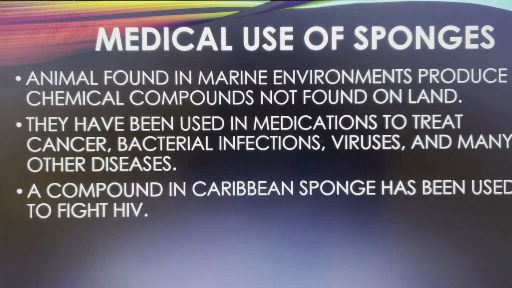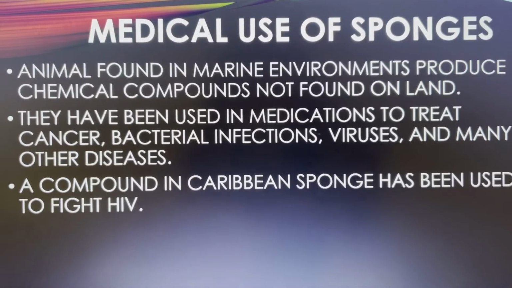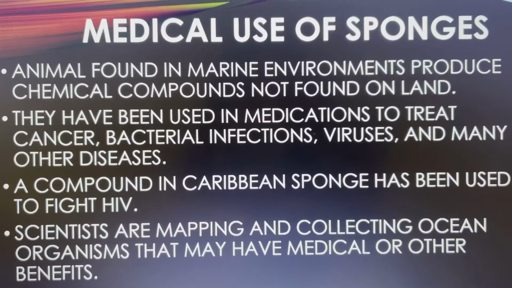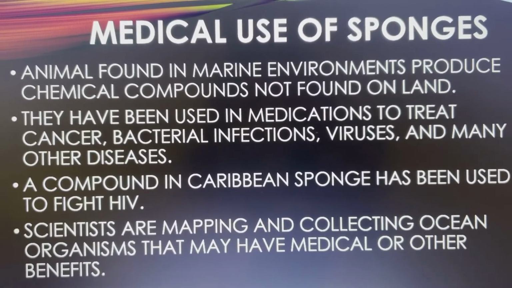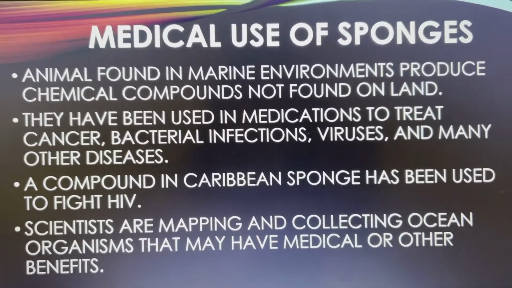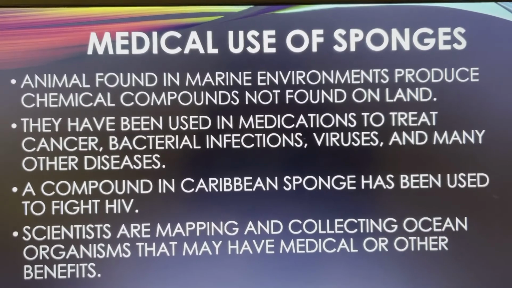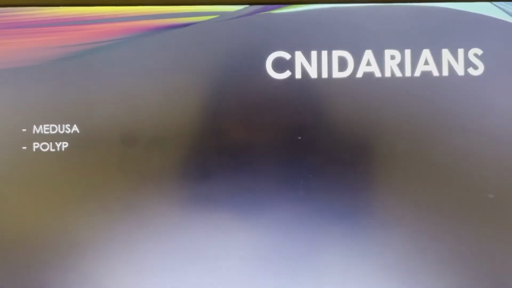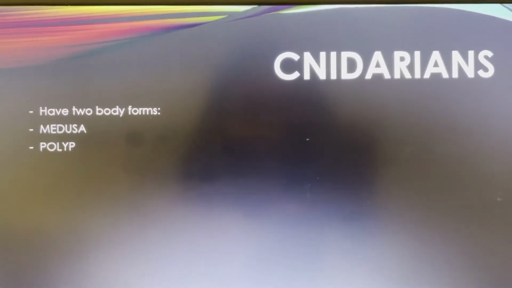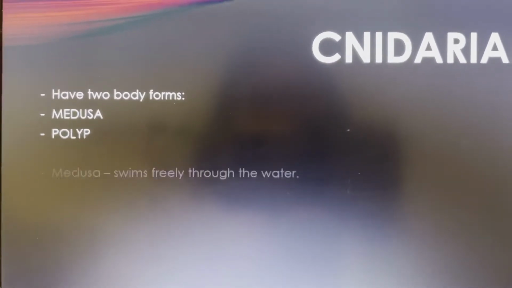Then a compound in the carabine sponge has been used to fight HIV, or AIDS. Scientists are mapping and collecting ocean organisms that may have medical or other benefits. So this is all about the medical use of sponges. Let's move to the Cnidarians. Cnidarians have two body forms, medusa and polyp.